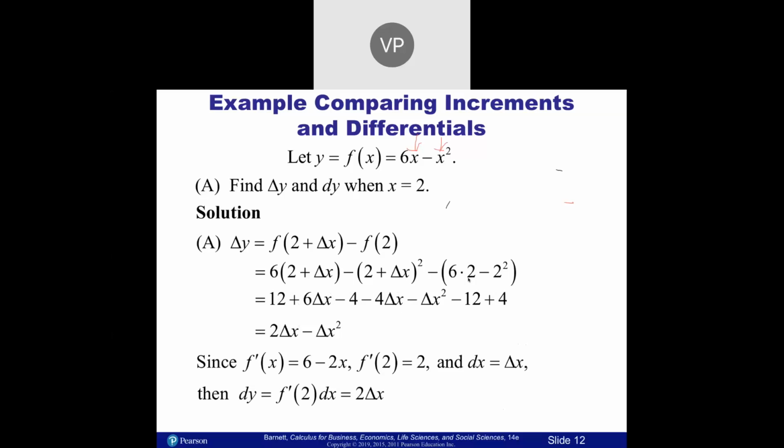Now they bring up a couple facts here. You can kind of plug everything in here. And then they say dy equals the derivative times dx. Okay, so remember we've had this before, so little review. That's your derivative from this, and we know f prime of 2 is 2. So remember this other formula. I'll put it over here. dy equals f prime of x times dx.